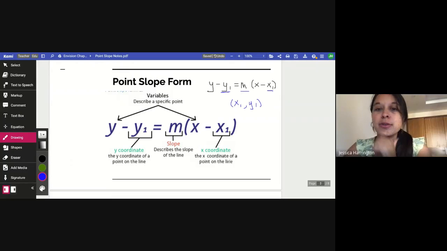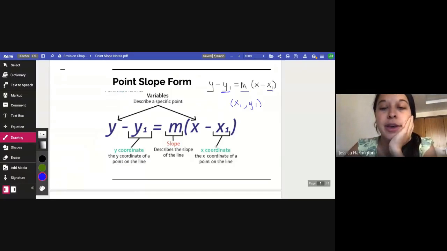Okay, so you can write down what I did up here in your notebook, or you can write down this thing with all the labels underneath the different variables, if that's more helpful. But we're going to do some examples. So pause if you need some more time to write that down.